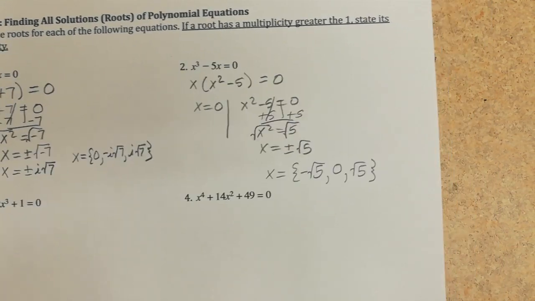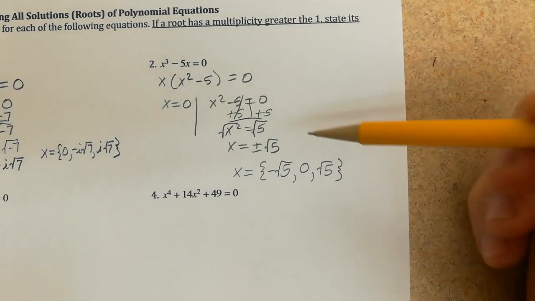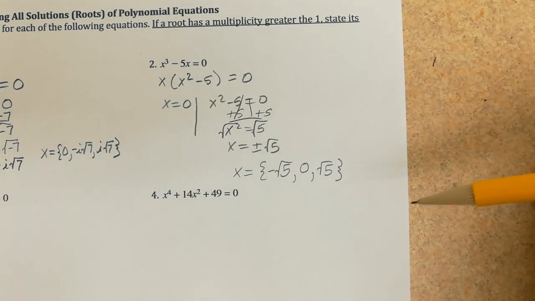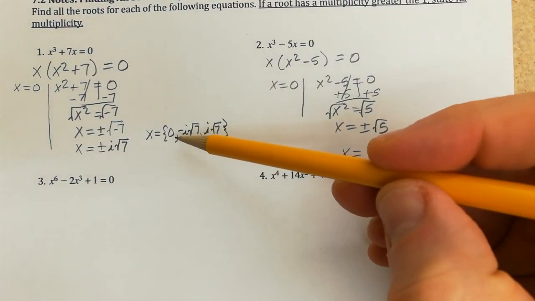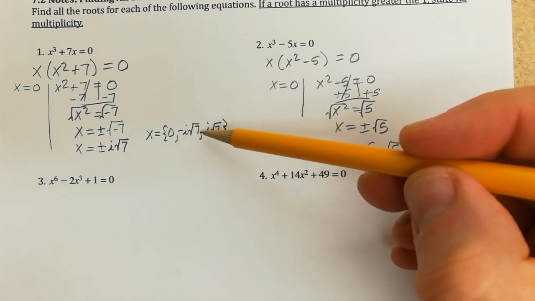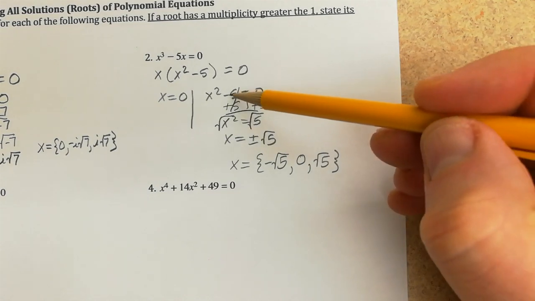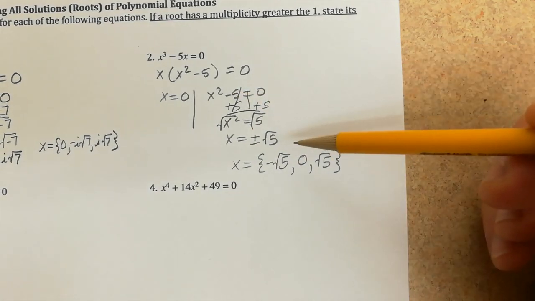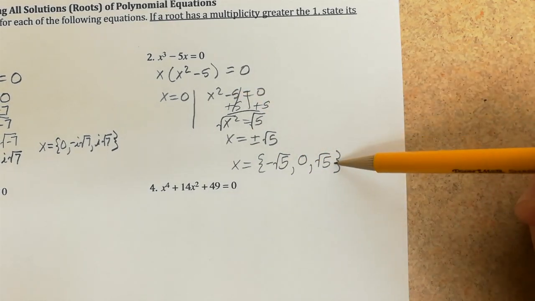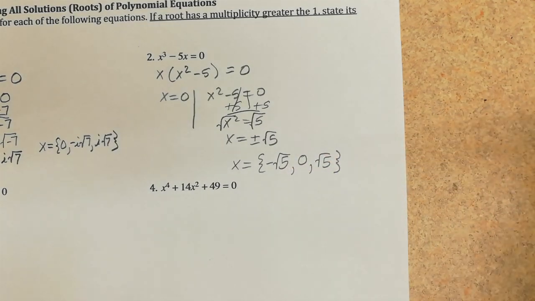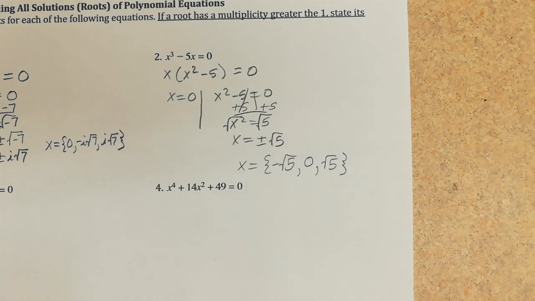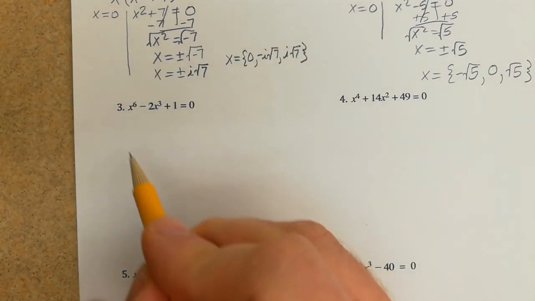Okay, here's what I got for number 2. I got 3 real answers this time. Over here we did have 1 real answer and 2 imaginary answers. Yeah, because when we added the 5 here, we got a positive, right? So anyways, we got 3 real solutions. You can list it out like this, or if you did 0 and then positive or negative square root of 5, that's fine.